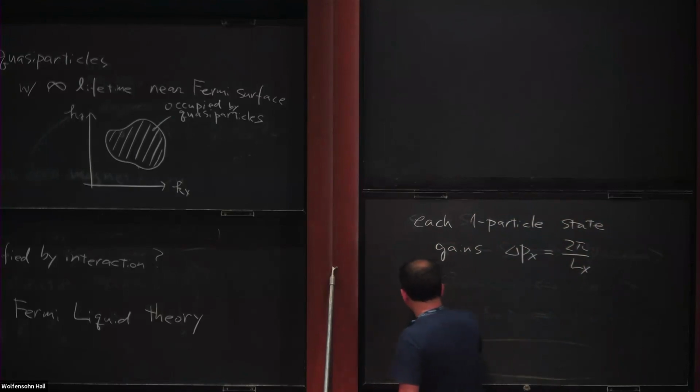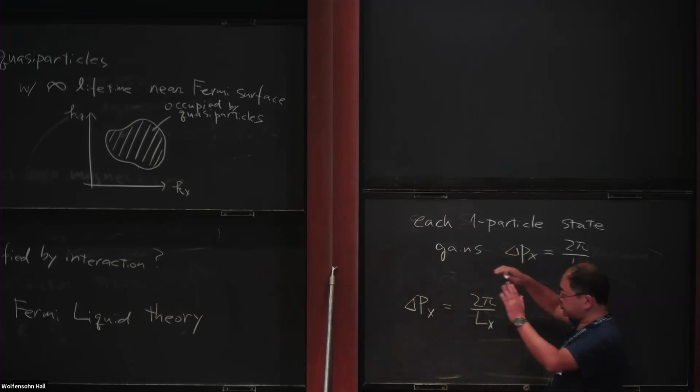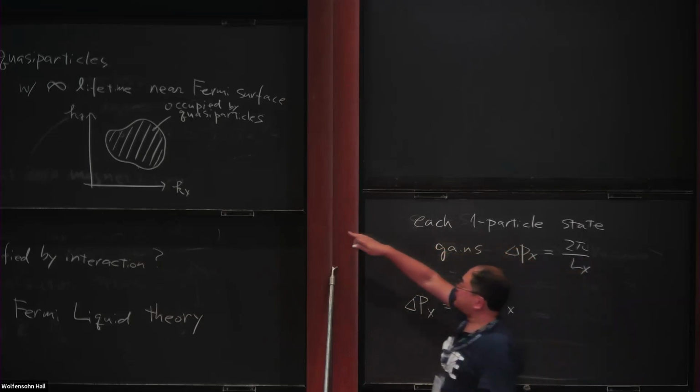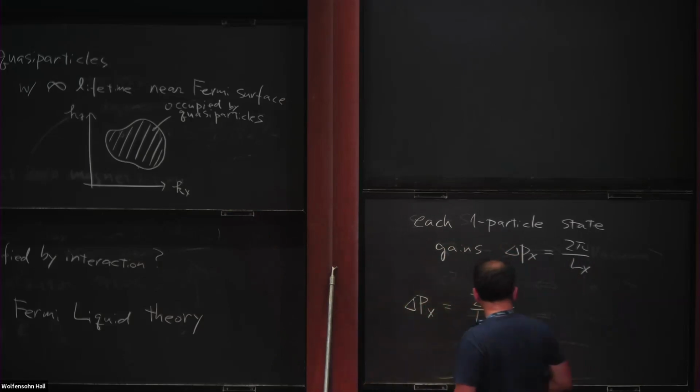So the total momentum gain is 2 pi over Lx times the number of quasi-particle states inside the Fermi sea. That is proportional to the volume of the Fermi sea.